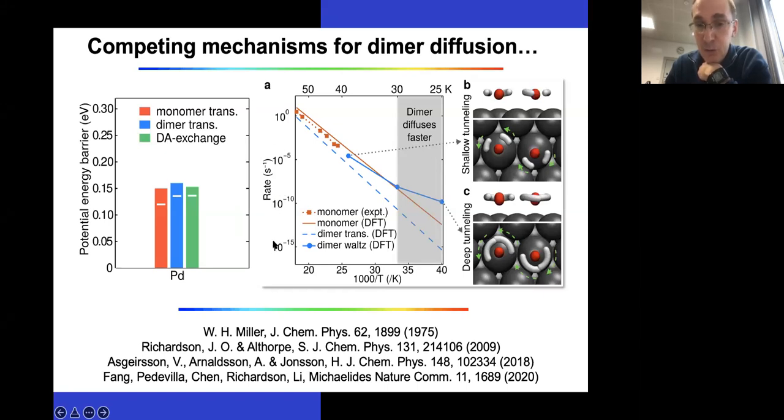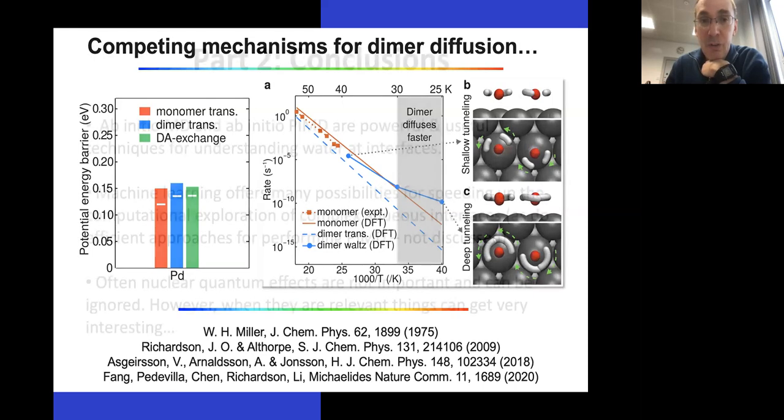And so here we plot the rate of diffusion of the various species as a function of inverse temperature. The monomer process does not depend on tunneling, and so we have a straight line. The dimer translation mechanism, again, has no tunneling component, and it's a straight line, always at a lower rate. If we account for tunneling in this exchange process, what we find is that the tunneling process at sufficiently low temperatures starts to exceed the monomer and the dimer translation mechanisms. So this tunneling process enables this rapid diffusion across the surfaces.